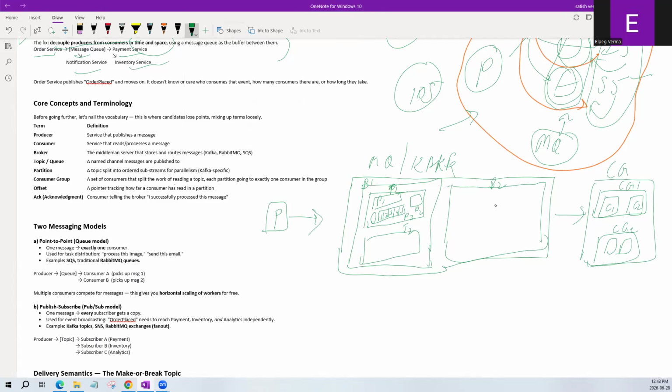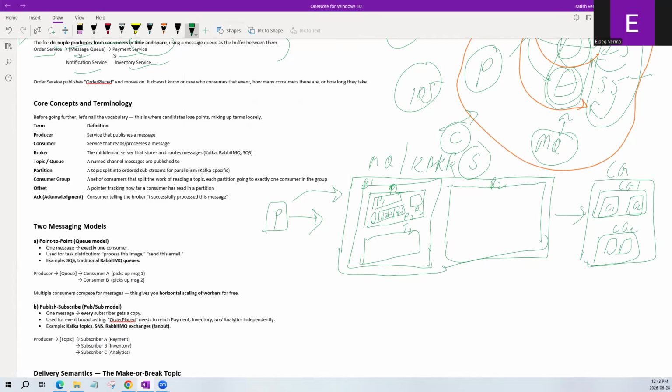So the producer is a client who sends data to the message queue, Kafka or RabbitMQ, whatever. So message queue, and then underneath we have brokers. I'm just taking Kafka as an example because Kafka is very famous nowadays. Kafka is nothing but a server, and under it we have multiple brokers. We can say Kafka cluster as well. So under it we have broker 1, broker 2.